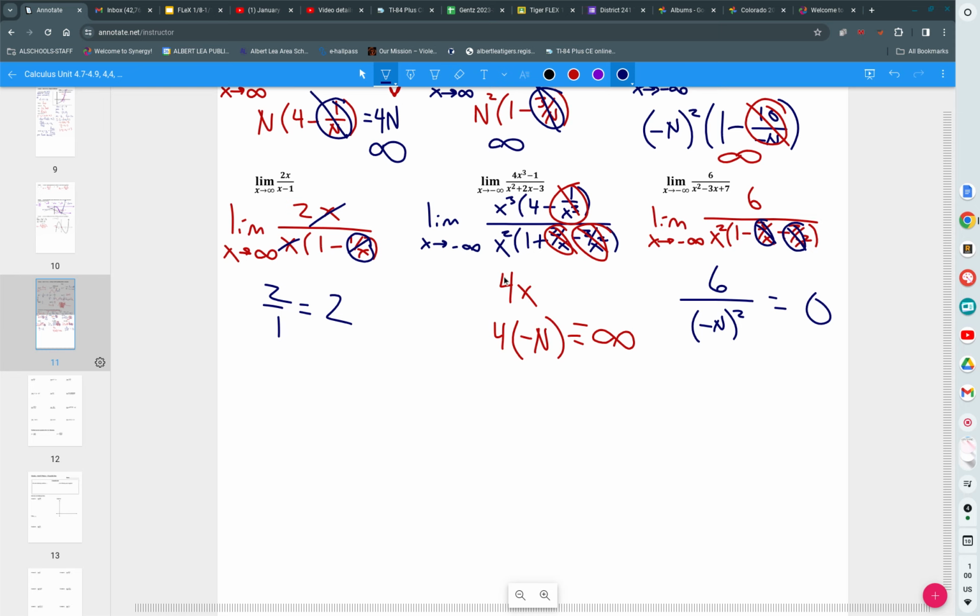So it's good to be able to look and be able to tell if they're the same degree, then you can see it's simply 2. If the top is bigger, you know it's going to be positive or negative infinity. And if the bottom is bigger, you know it's going to be zero. So you have some luck ahead of time seeing, but make sure you show that work.